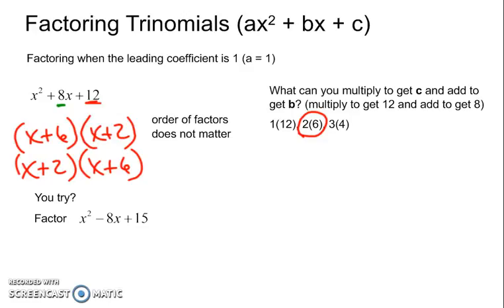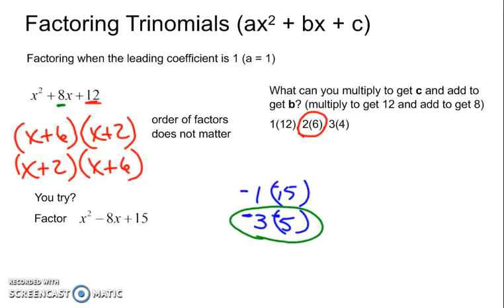Well, our factors of 15 are 1 and 15, or 3 times 5. And given that it's negative 8 and positive 15, both factors would have to be negative. So it's negative 1 and negative 15, or negative 3 and negative 5. So we're going to use negative 3 and negative 5, because that will add to negative 8.